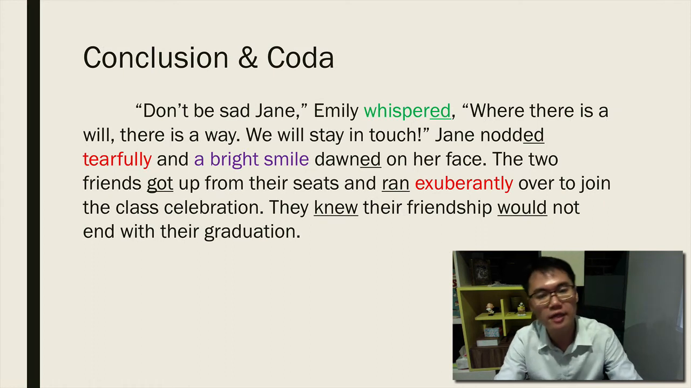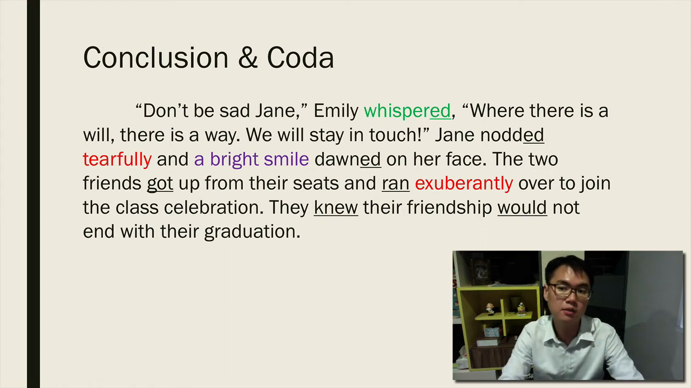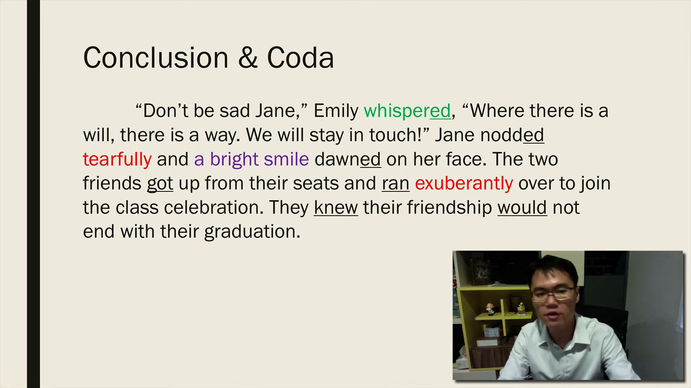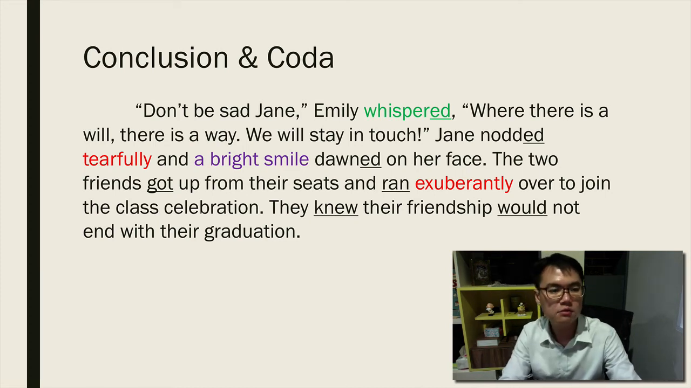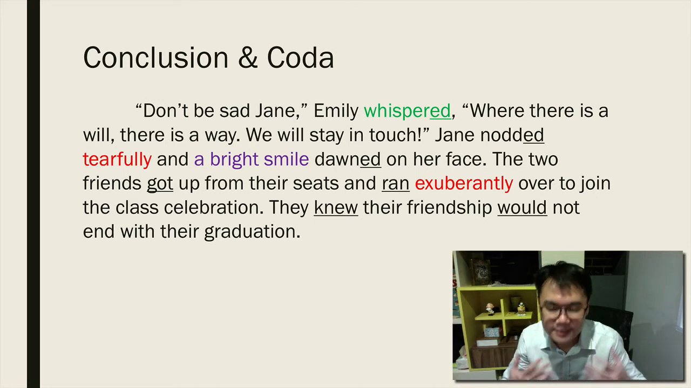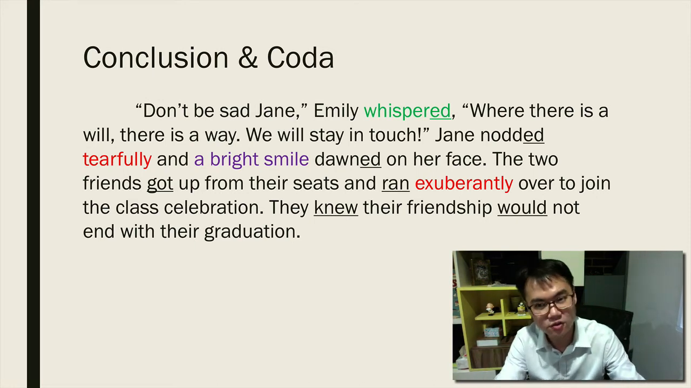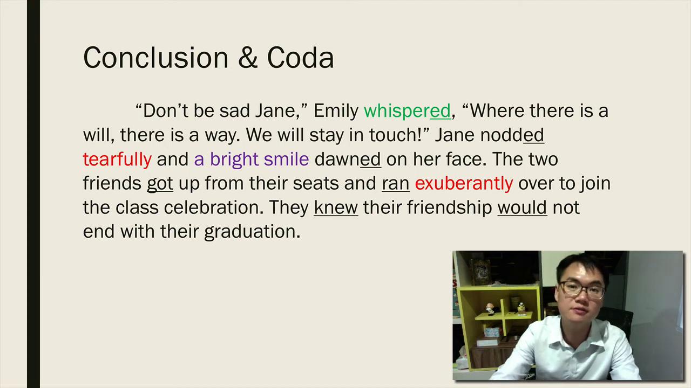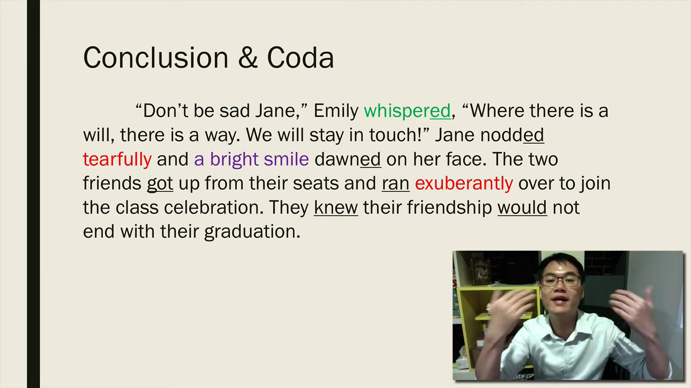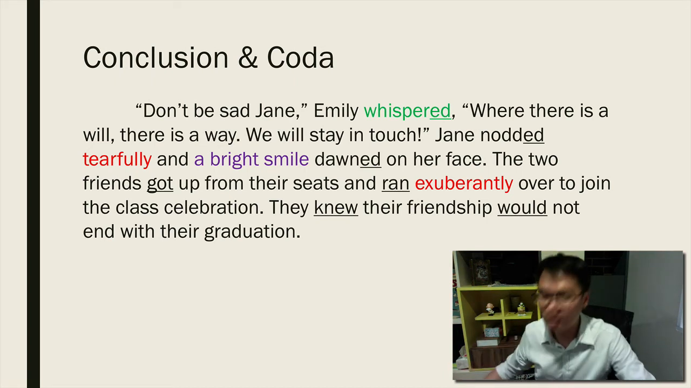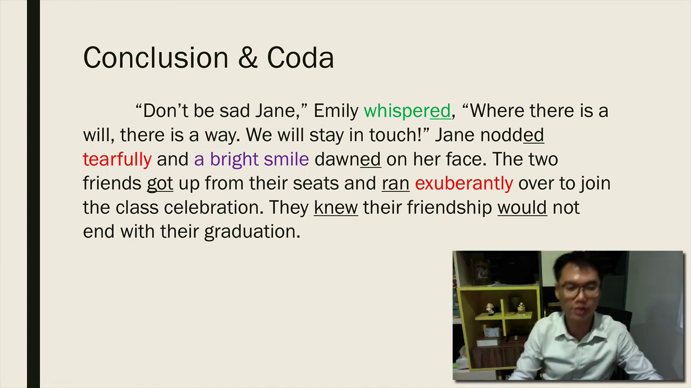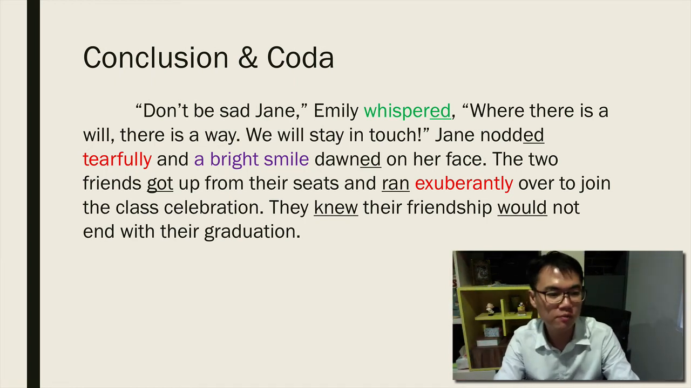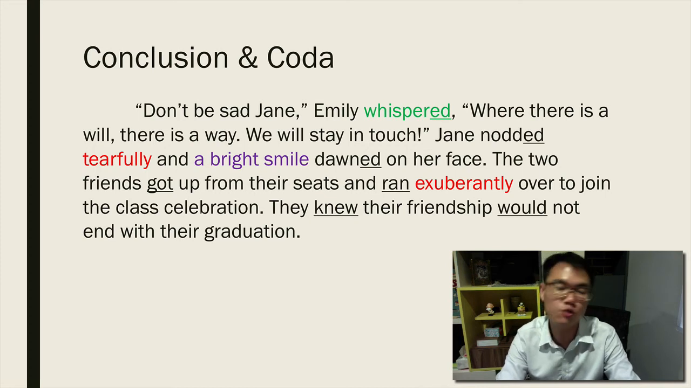"Don't be sad, Jane," Emily whispered. So now it's Emily's turn to whisper. "Where there is a will, there is a way. We will stay in touch." Now, Emily is being positive and strong. Jane nodded tearfully, and a bright smile dawned on her face. So Emily succeeded in comforting Jane, and Jane broke into a bright smile. The two friends got up from their seats and ran exuberantly over to join the class celebration. They knew their friendship would not end with their graduation.